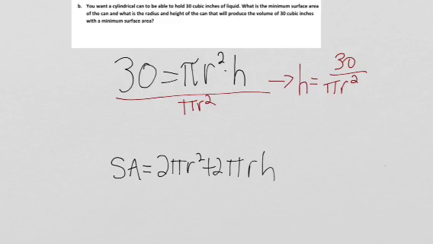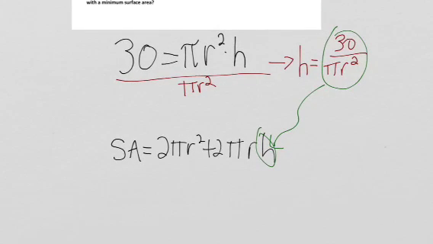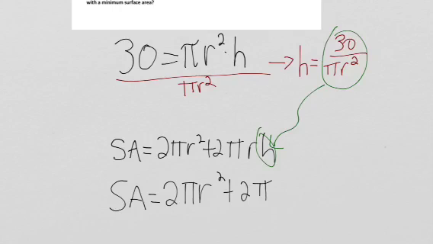Okay, so this is good. What we do know is surface area equals 2 pi r squared plus 2 pi r h, and we know that h equals 30 over pi r squared. So we can take that h and plug it directly in for the h in our surface area formula. So what we're going to get is surface area equals 2 pi r squared plus 2 pi r times 30 over pi r squared.